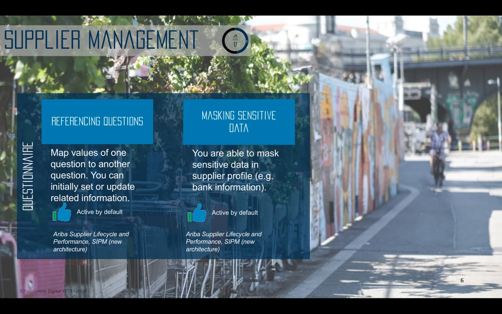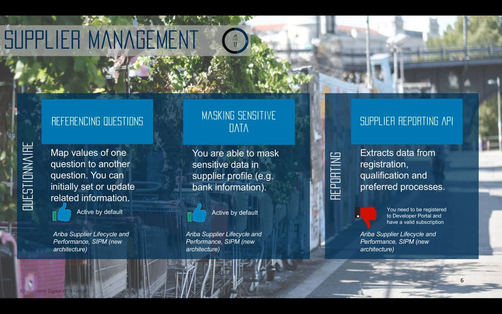For users that want to mask sensitive data, for example, bank information in the supplier profile, you're also now able to do that. So you can mask the sensitive data, and this data will then not be visible to all the users, just to the administrators or allowed users. Also in supplier management, we get a reporting API that allows you to extract the data from registration, qualification, and preferred processes. Also here, you need to be registered on the developer portal and have a valid subscription to facilitate this API.